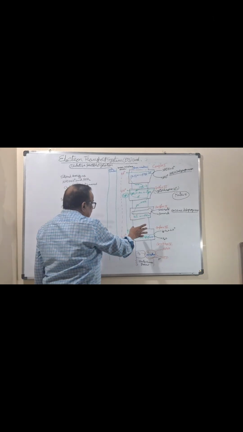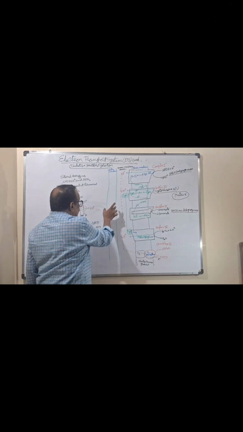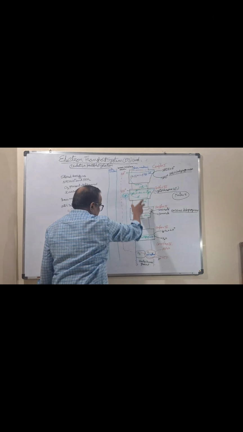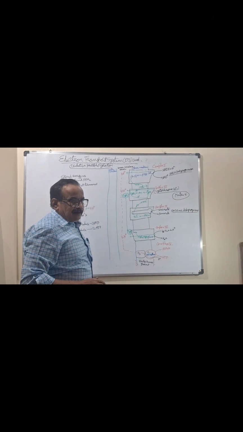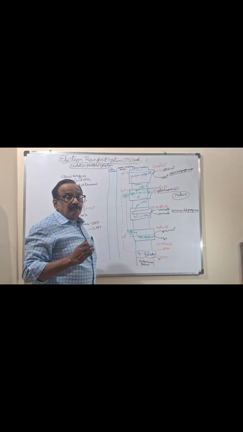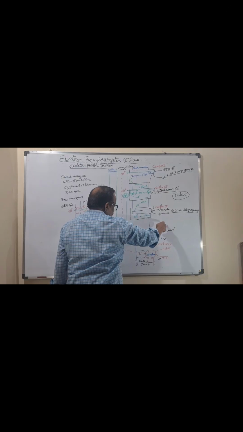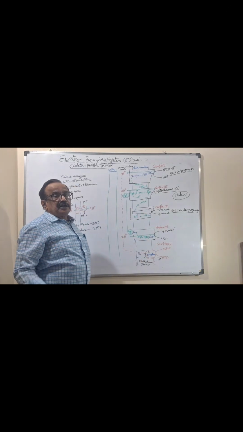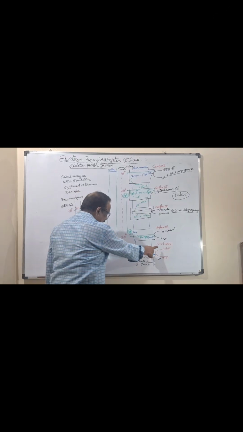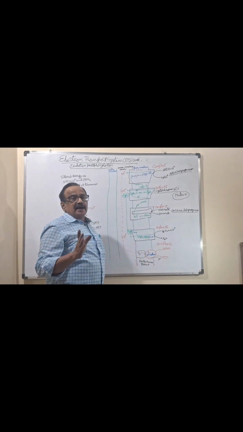It takes place in the inner membrane. Mitochondria have two membranes: one is the outer membrane and the second one is the inner membrane. It takes place in the inner membrane. They are present inside the inner membrane in the form of 5 complexes: complex number 1, 2, 3, 4, 5. Out of these 5 complexes, the fifth complex will be used for generating ATP from ADP with the help of the ATPase enzyme.